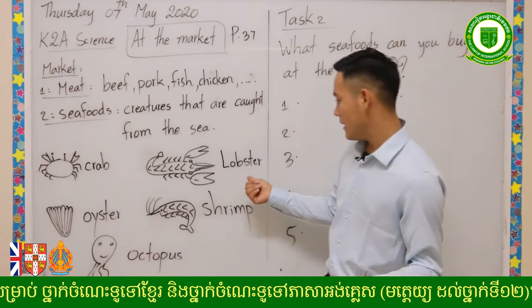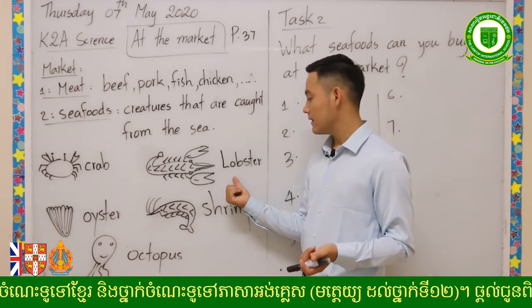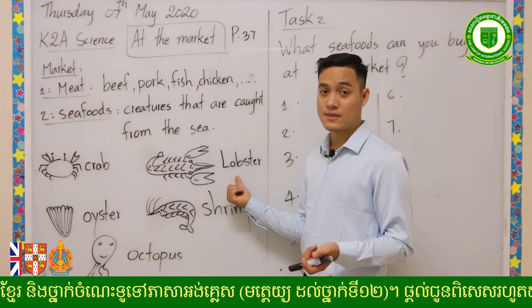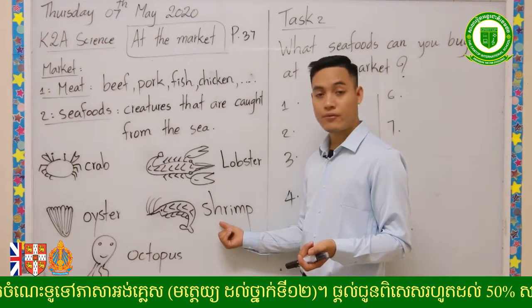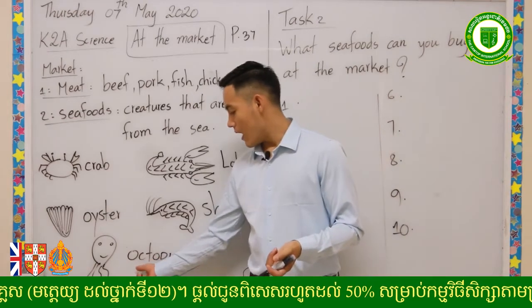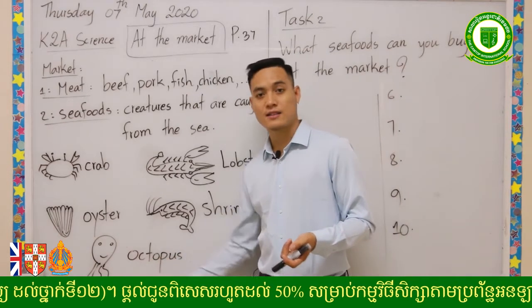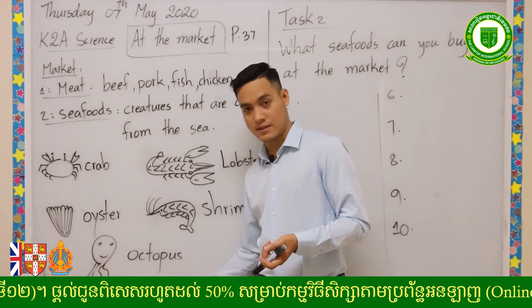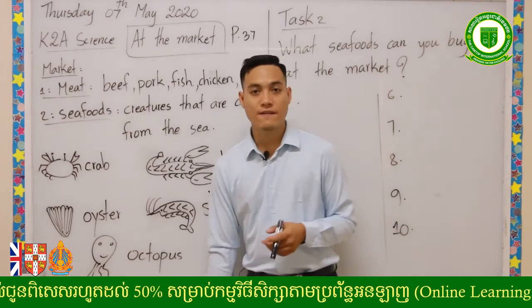So this one we read together: lobster, shrimp, octopus. Okay, so that's it for seafoods.